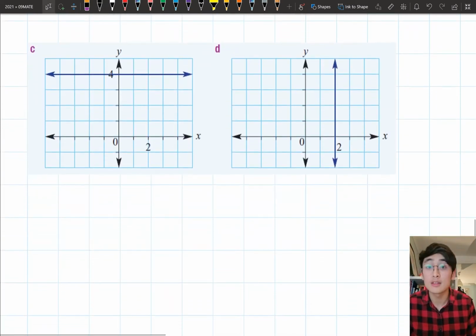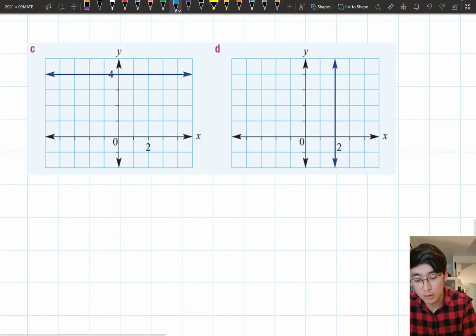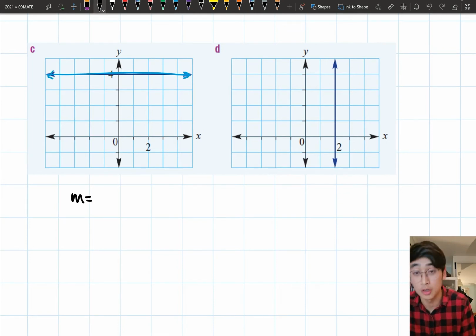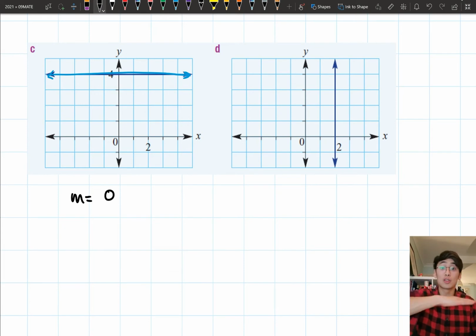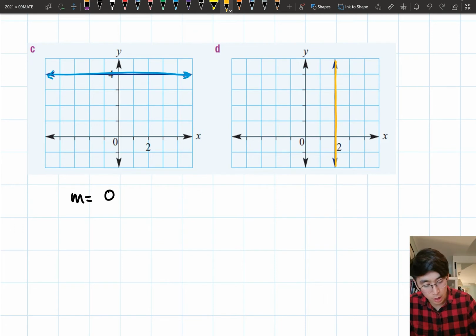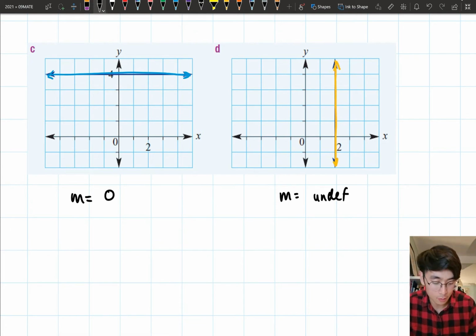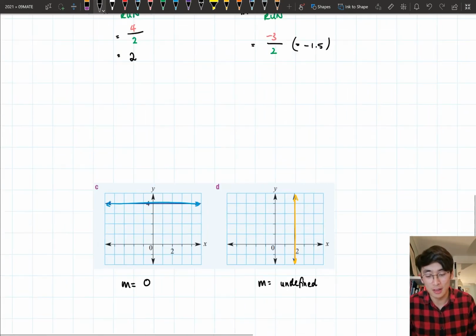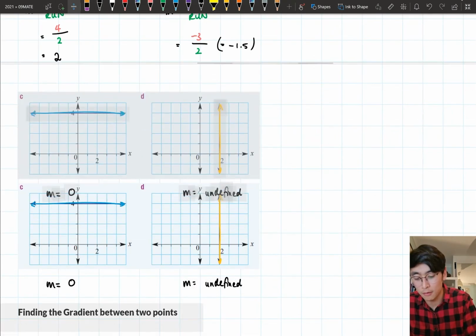Now, these 2 examples should be fairly quick. If you see a horizontal line, it just means that my gradient is equal to 0. If you have a horizontal line, we have a gradient equal to 0. And my second one, if I've got a vertical line, that means that my gradient is undefined. We unfortunately do not have a value for this because we would divide by 0, which is a bit of a problem. Okay, so that's how we go about figuring out the gradient and identifying the shape of a gradient based off of the graph.